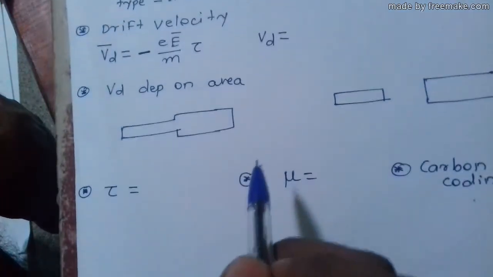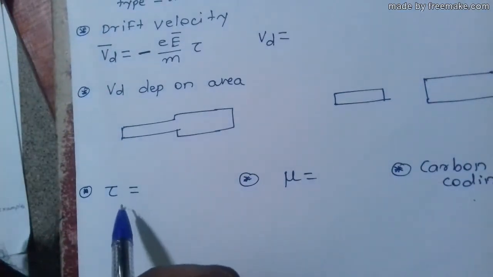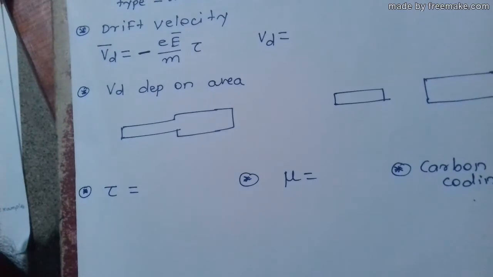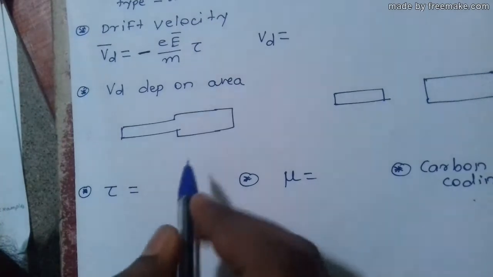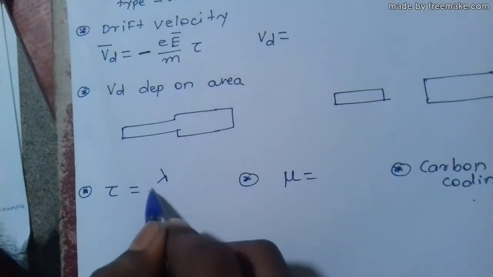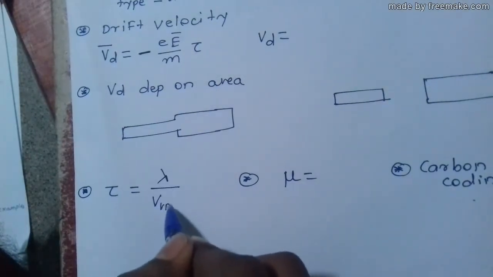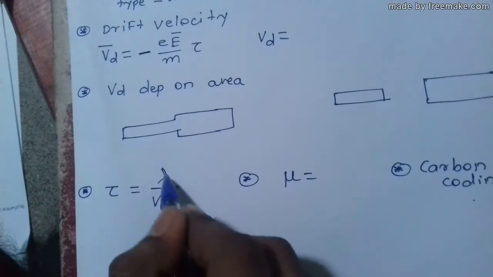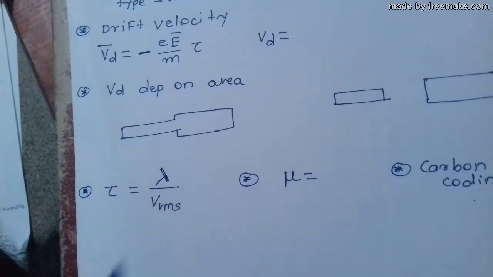What is relaxation time? Relaxation time is the time between two consecutive collisions. It is mean free path divided by VRMS. Mean free path is the distance between two consecutive collisions.